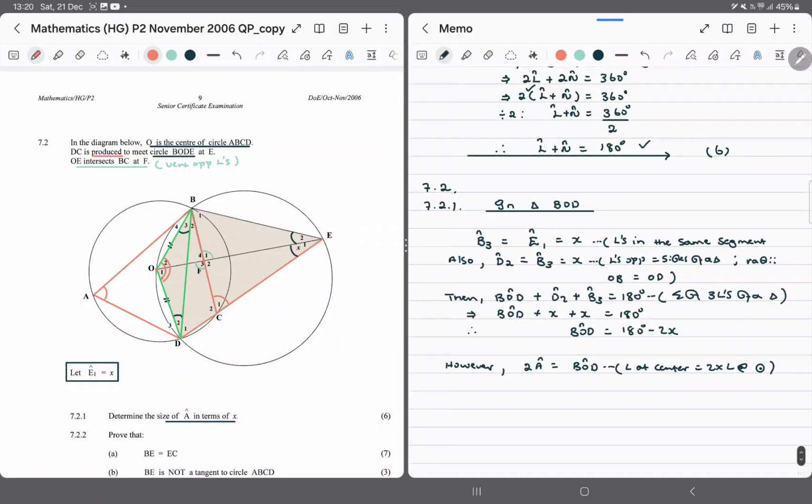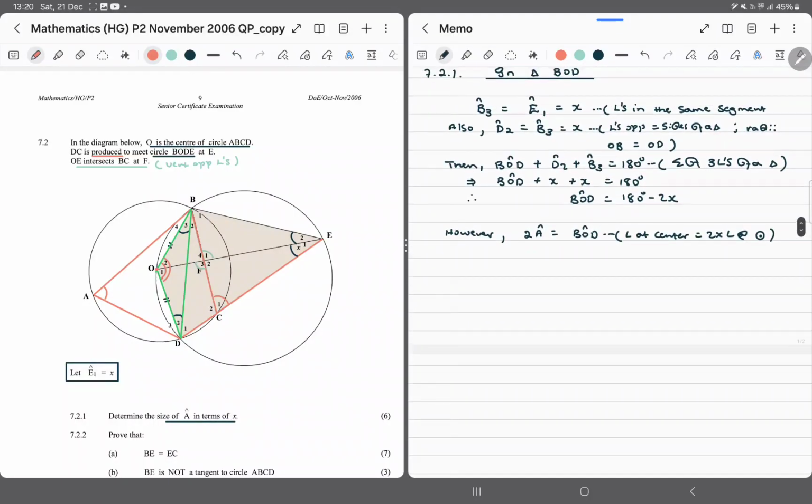Okay, that's good. Now that we have said that, this implies that 2 times angle A is equal to 180 degrees minus 2x, we divide by 2. This is going to give us angle A is 180 degrees minus 2x, all divided by 2. Therefore, angle A is equal to 180 divided by 2, which is 90 degrees, minus 2x divided by 2, which is just x. And that's it.